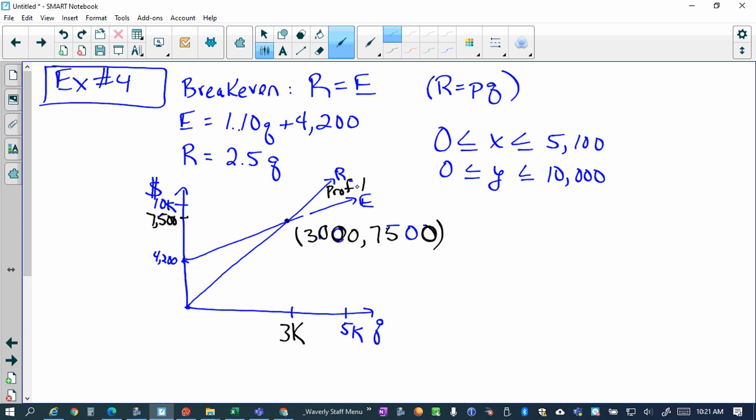Profit. I use black for profit, because in accounting, black usually means a net gain or profit. And if you hear somebody's in the red, that means it's a loss. So anything down here, look, revenues are lower than expenses. So down in here would be losses if we only sell this many.